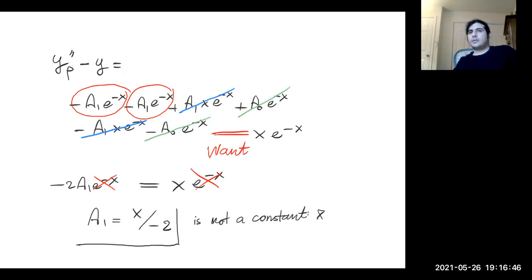And that's not good. That's not what we were looking for. We were looking for constant terms to get our solution. So there are different ways to go around this problem.